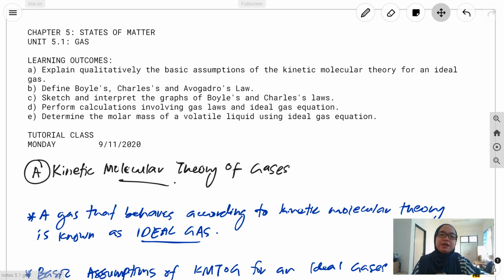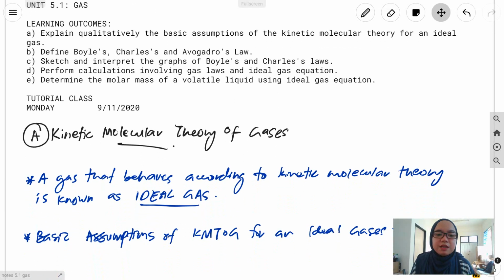So in this chapter on gas, we are going to explain qualitatively the basic assumptions of the kinetic molecular theory for an ideal gas. Next, we are going to define Boyle's, Charles', and Avogadro's law. We are also going to sketch and interpret the graphs of Boyle's and Charles' law, and perform calculations involving gas laws and the ideal gas equation. And lastly, we are going to determine the molar mass of a volatile liquid using the ideal gas equation. So these are the learning outcomes that we are going to fulfill for today's tutorial class.